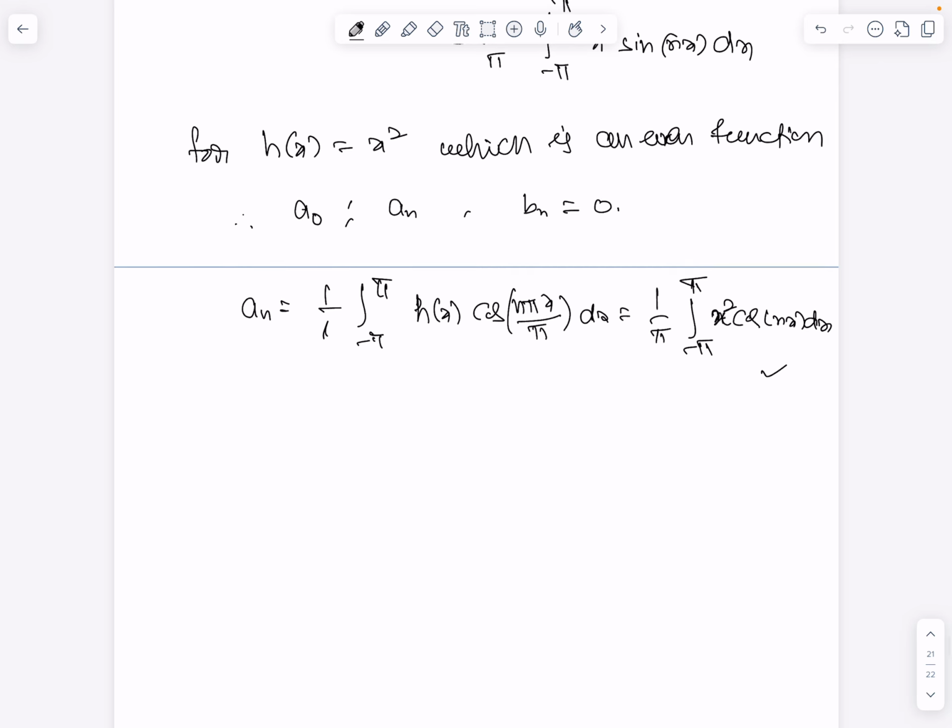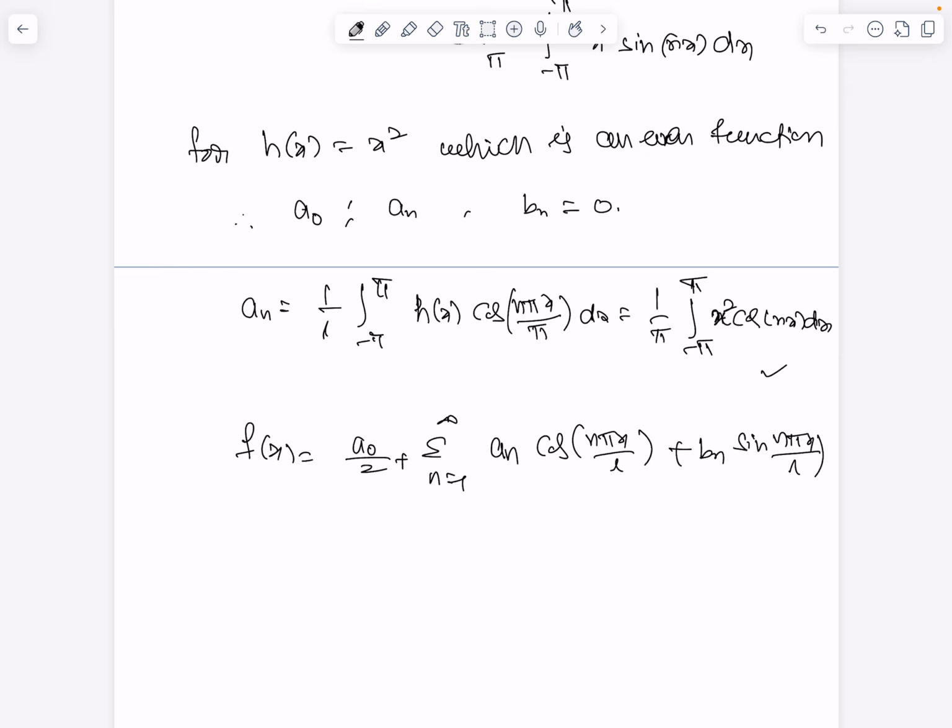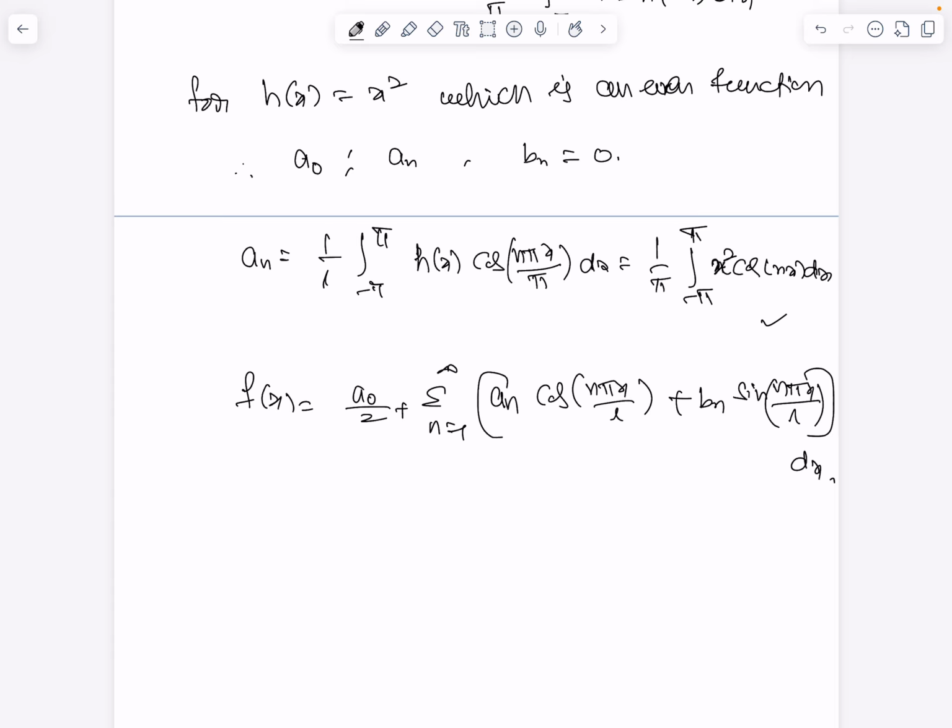And ultimately at the end we are writing f of x is equal to a naught by 2 plus summation n is equal to 1 to infinity of an cos n pi x by L plus bn sin n pi x by L. So for these functions, for the function defined over minus pi to pi, you can say that it is symmetric about the origin along the x-axis. There is a symmetry, minus a to a. For these intervals it is valid.